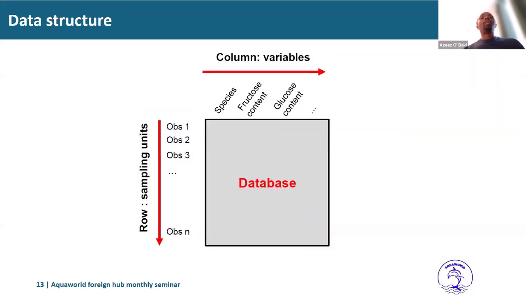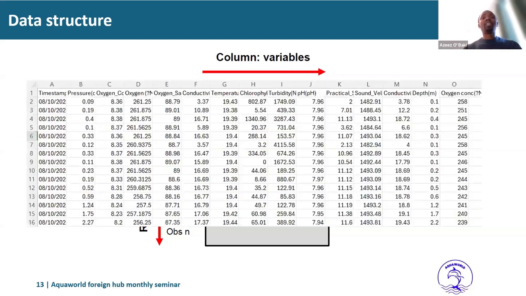So, how do you structure your data? Often the data is structured in this format, in which the columns will be your variables, that is the parameters you have, while the rows will be your observations, that is the different observations for each particular variable that you mentioned. An example is this: you have the time in column A, and these are the times at which these parameters, the pressure, oxygen concentration, oxygen saturation, conductivity, and the rest, are measured.